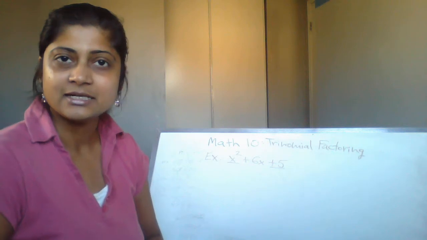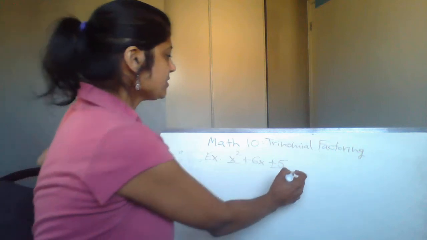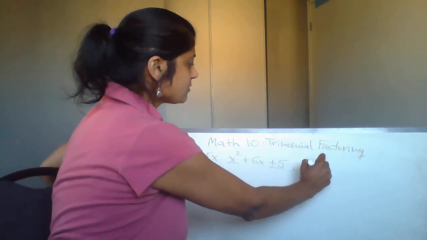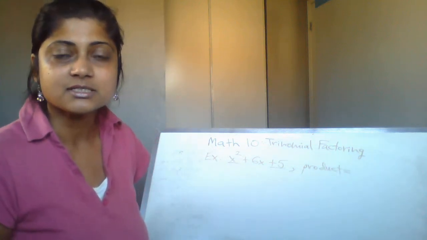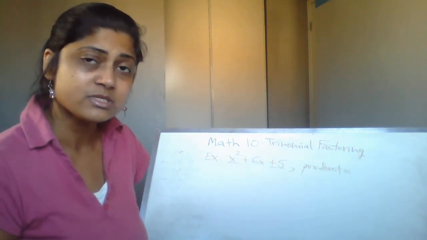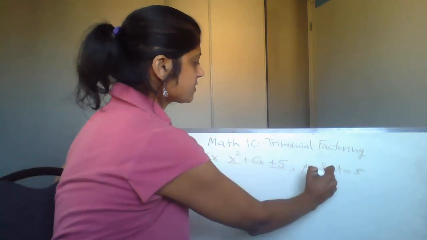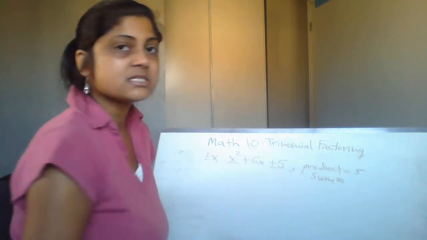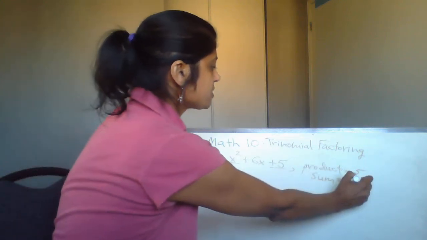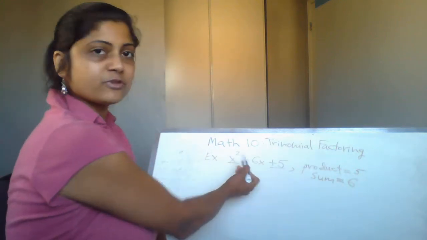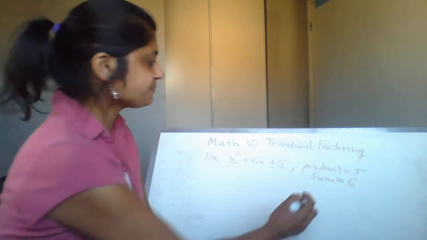I put an example on the board here. It's x squared plus 6x plus 5. So what I always do is I write down the product and sum on the side. Now the product means I'm looking for two numbers that, when I multiply them, equal this last number here, which is 5. The sum of the two numbers is when you're adding the numbers together, it has to equal this middle term, which is 6. And I notice the signs here are positive, so both of these numbers are also positive.